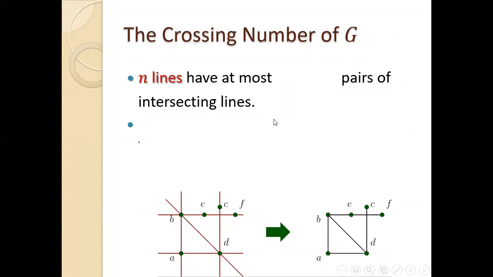n choose 2. Yes. So even if you're not used to this notation, there are n ways of choosing 1 line, and then n minus 1 ways of choosing the second line. And because there are 2 ways of getting each, you need to divide by 2. Doesn't matter. There's less than n squared over 2 pairs of intersecting lines. Does this say anything about the crossing number?